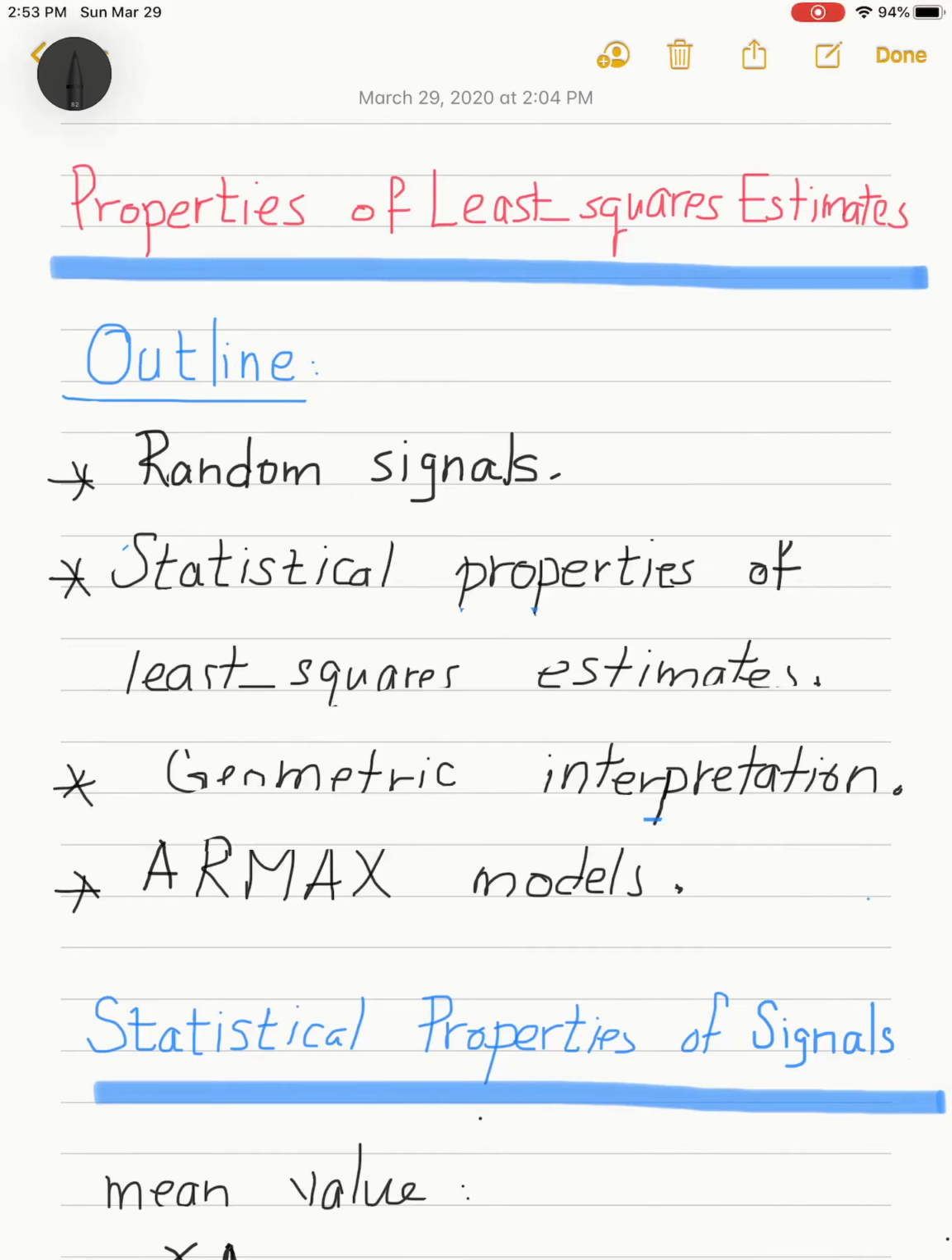Welcome everyone. We'll continue our talk about the least square estimates, and we are going to talk about the properties of the least square estimators. First, we are going to talk about random signals and their properties, and we'll follow that by a description of the statistical properties of the least square estimates. Then we'll talk about the geometrical interpretation of the least squares, and finally we are going to introduce the ARMAX model, which is a stochastic model commonly used in parameter estimation.